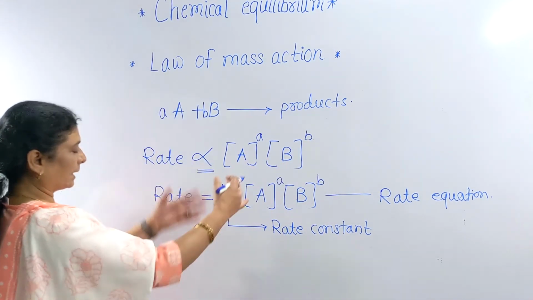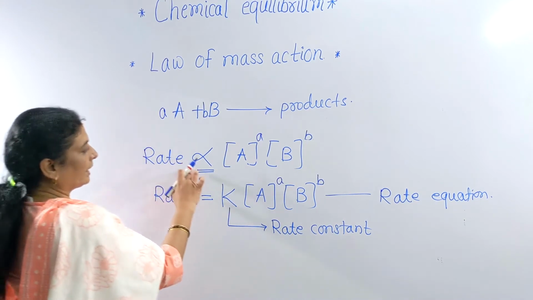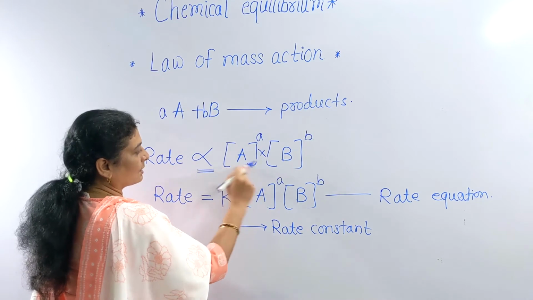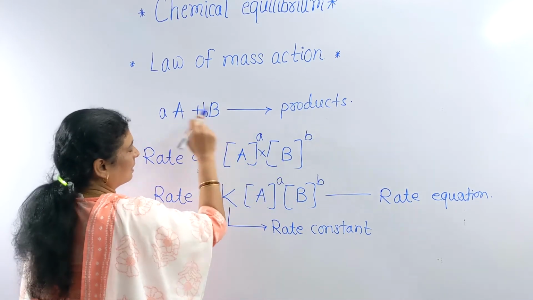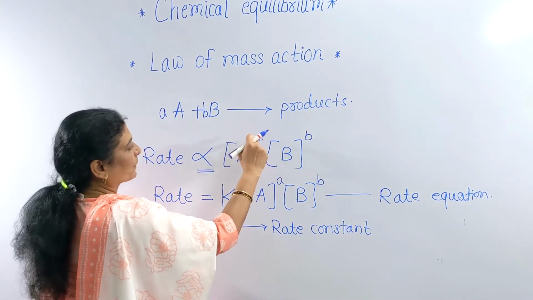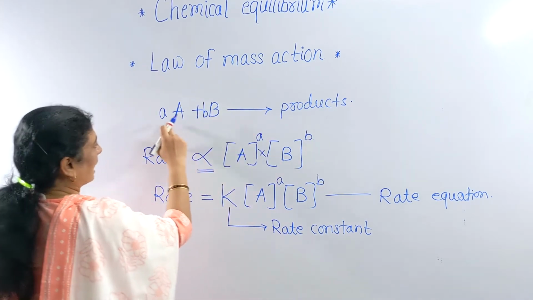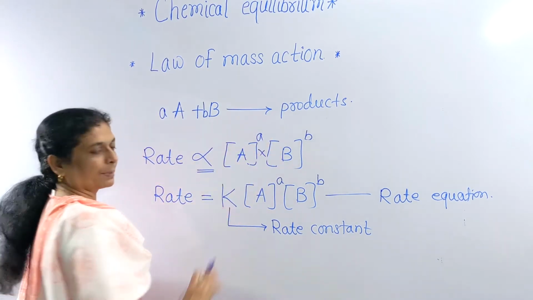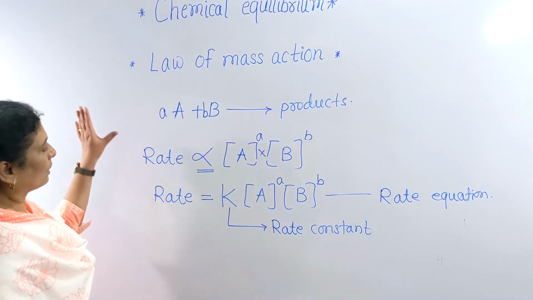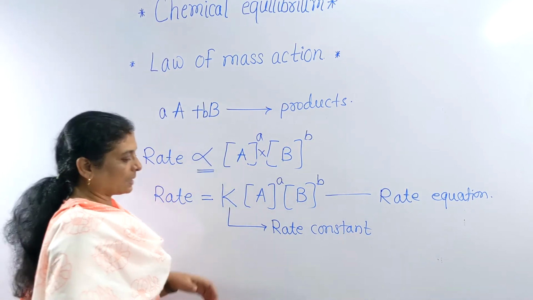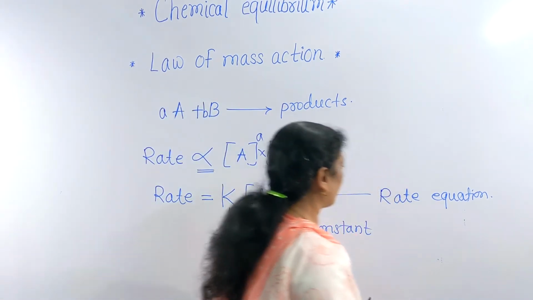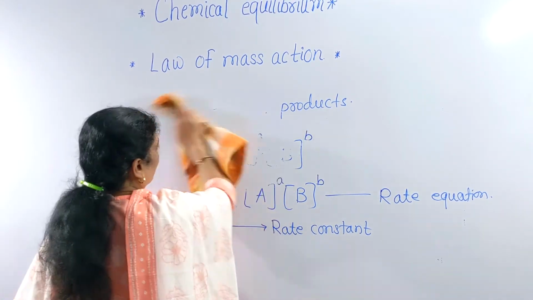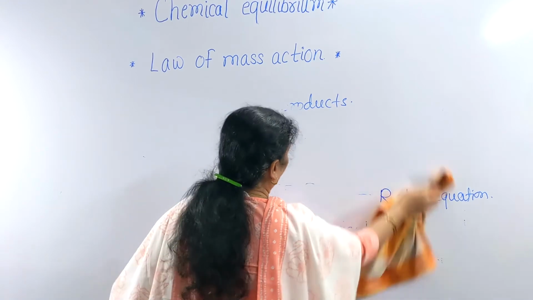आणि म्हणून आपण स्टेटमेंट सांगताना काय म्हणतोय, the rate of any reaction is directly proportional to the product of molar concentrations of reactants raised to the power which is equal to the stoichiometric coefficient of that reactant in a balanced chemical equation. Like this, you can express the law of mass action and the expression for rate equation for any chemical reaction. For example, suppose we shall take one example here.